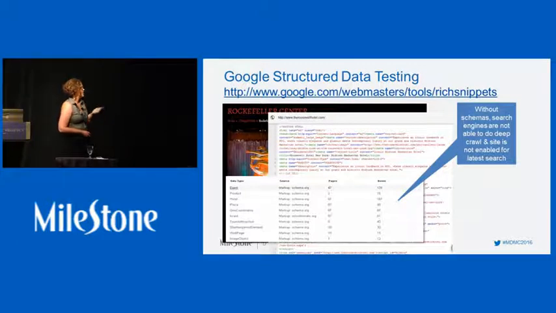And without schemas, search engines are not able to do a deep crawl of your site. So you're not enabled for current search, which means you may not show up in the knowledge graph. You may not show up in voice search. And what's coming next? AMP, right? You want to be ready for all of those things.